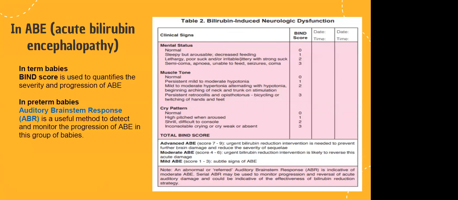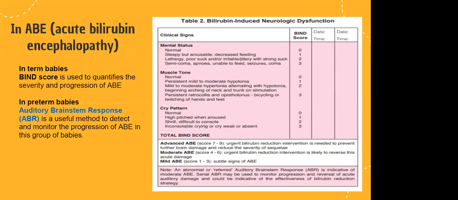One of the consequences of neonatal jaundice is acute bilirubin encephalopathy. So that's why we need to assess for acute bilirubin encephalopathy. In the term baby, we usually use the BIND score to quantify the severity and progression, where we evaluate whether the baby is in an advanced stage of ABE, moderate, or mild ABE based on these components, as you can see in the table.